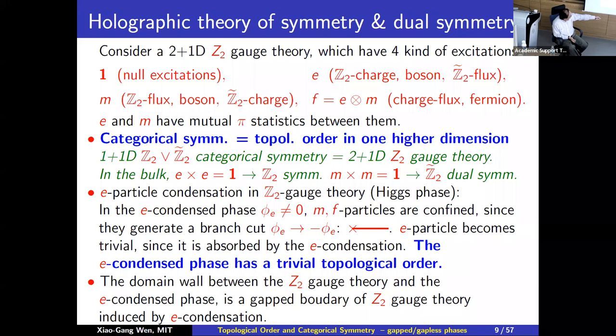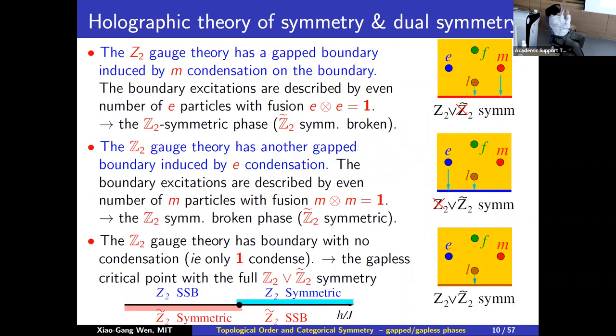And if you consider the domain wall between the Z2 gauge theory and this E condensed state, the E condensed state is a product state, it's trivial, it's a vacuum, we can remove it. So this domain wall can also be viewed as the boundary of a Z2 gauge theory. This part is standard, but that's the main point: the boundary of Z2 gauge theory can be viewed from the condensation point of view, because the condensation gives you a trivial phase in the other half. Remove the trivial phase, then you say the condensation can induce a boundary. So that's really the picture here.